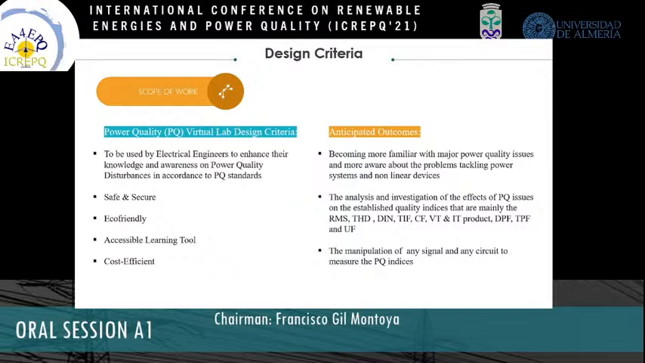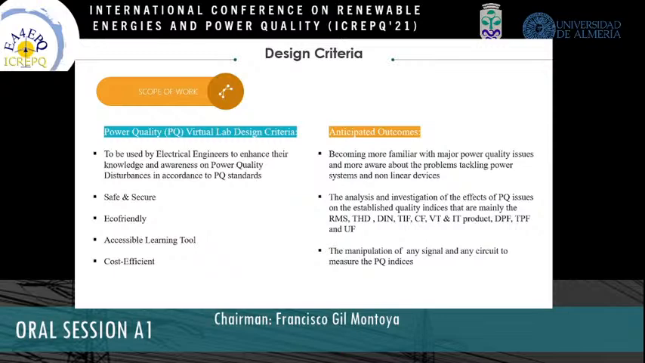It presents itself as a feasible, eco-friendly, and accessible learning tool, as it doesn't require any equipment or electrical components to use. Also, it doesn't require the usage of high voltages, which makes it an efficient, risk-free, and fast learning experience. This virtual lab is proposed to be a training tool that will help in learning and executing the concepts of power quality. Electrical engineers will become more familiar with major power quality issues and more aware of the problems tackling power systems and nonlinear devices.